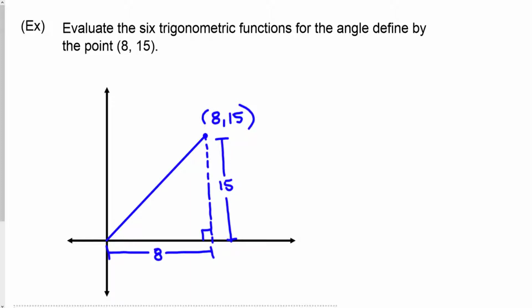I have a right triangle. I'm going to call this my observed angle, theta. And then r. Well, we have to calculate r in this case. So r is going to be the square root of 8 squared plus 15 squared. 8 squared is 64.